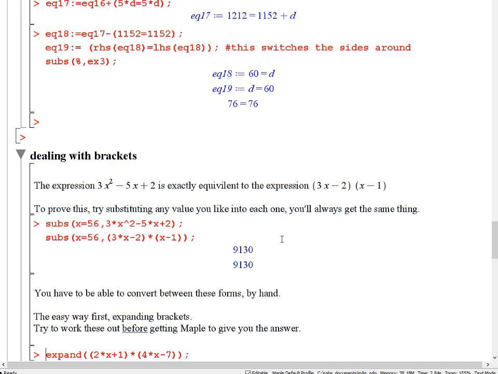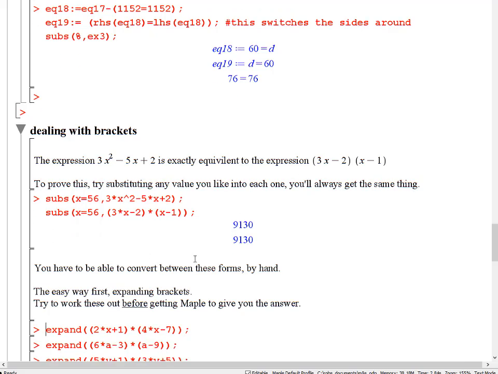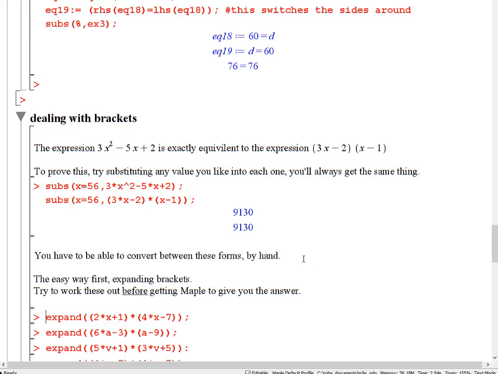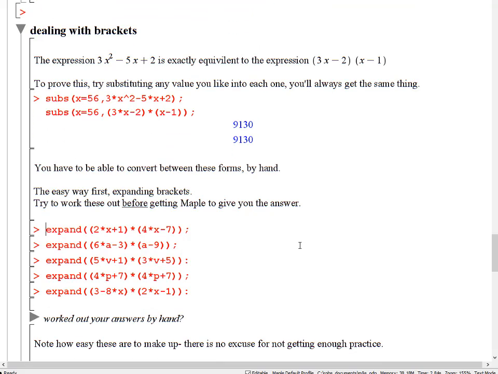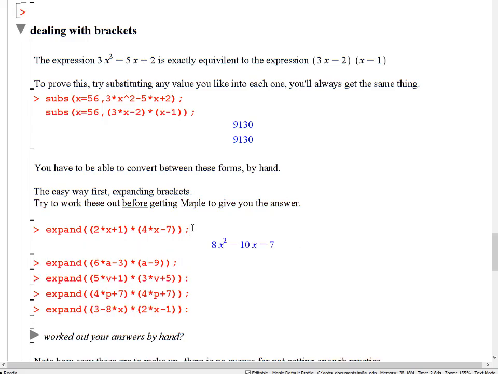Now, sometimes this one is useful, sometimes this one is useful, so you need to be able to convert between the forms in each direction. First of all, we go from this one to this one because that's easier. If we expand that, what we're doing is multiplying this times this and getting this answer. I'm going to show you one of these by hand, because it's a bit slow, but I think you should at least see that it's possible to do it by hand, and then I'll leave you to do the rest.